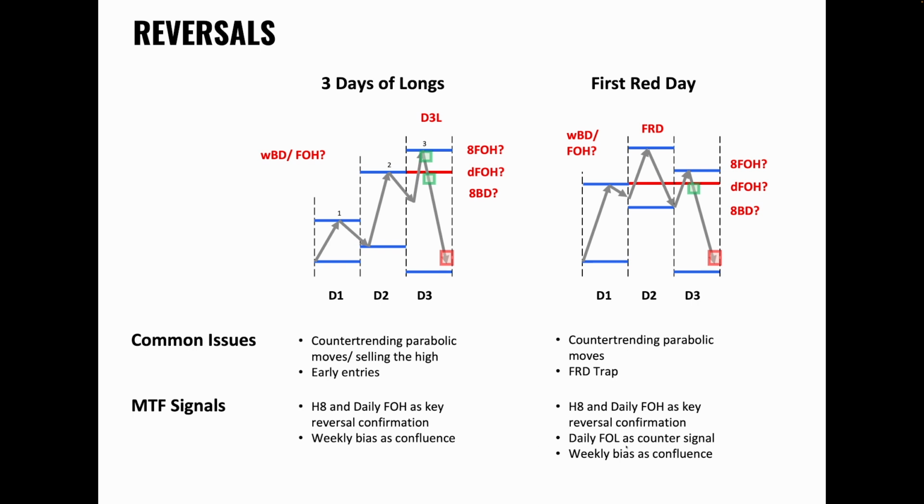And then also daily fake out low as a counter signal, and then also weekly bias as confluence. So if the weekly is in breakdown, same logic, then you might be in a low-hanging fruit situation on the weekly template, or in a fake out high, then the bias is also in your favor and you prefer the shorts. So that's the reversal trades.